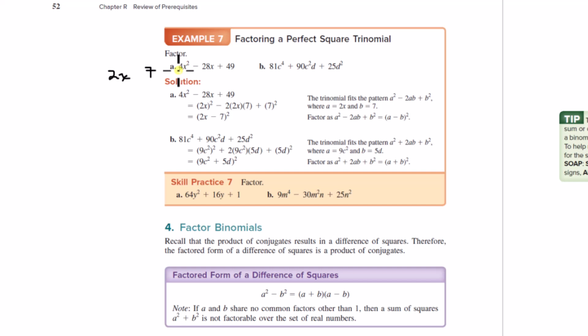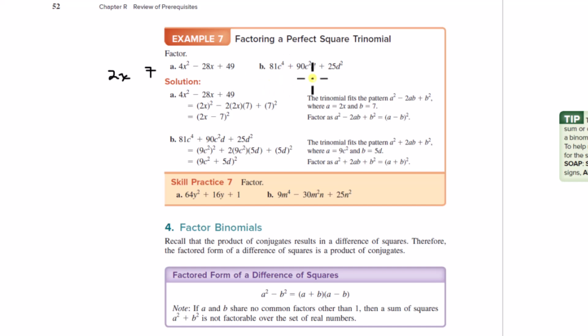Now, this leading term and this trailing term need to be positive, because otherwise, you can't say, if this was minus 4x squared minus 28x plus 49, well, there's nothing that when you square it gives you minus 4x squared, right? Other than an imaginary number. So it's not going to work, you see? Unless you have a minus 4x squared, maybe you can factor out the minus. So if we had minus 4x squared minus 28x minus 49, factor out the minus and you get minus 1 times the whole group 4x squared plus 28x plus 49. And then you could factor it then.